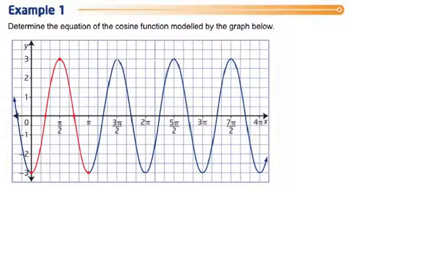So again, we're going to reverse engineer the process of finding the graph of an equation. Now I'm going to give you the graph, and it's up to you to find the equation. We started off by finding the midpoint, or the midline of this graph, which in this case happens to still be the x-axis.